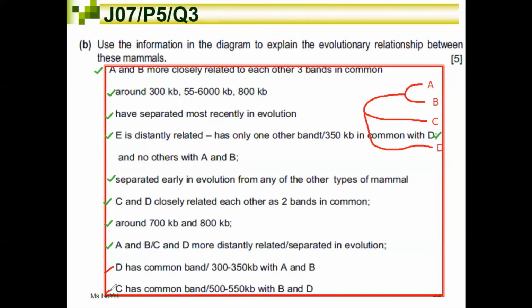D has a common band with A and B. Okay, fine. A has a common band with B and D. Okay. So this is just to show what the common band location is.